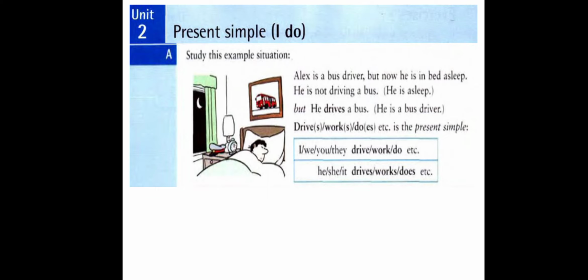I work in a bank. We work in a bank. You work in a bank and they work in a bank. Here work is in the present simple because this is a permanent, long-time action, so we use the present simple. And since the subject is plural, we don't add anything to the verb work. We just use the base form.